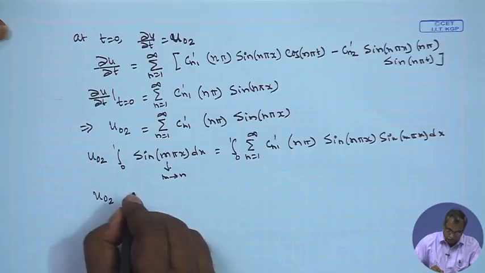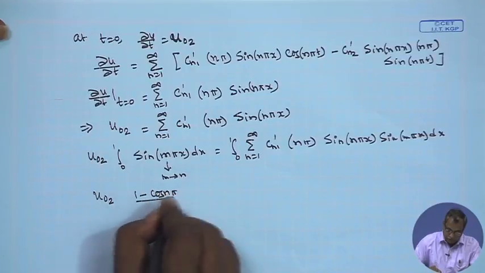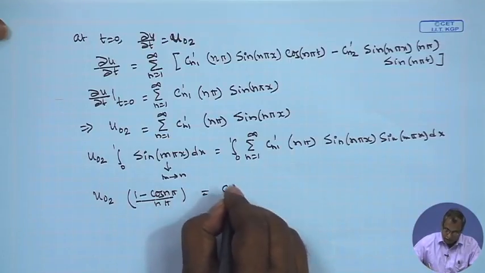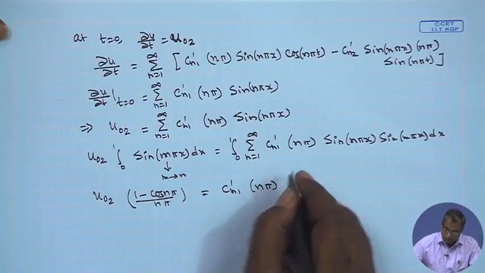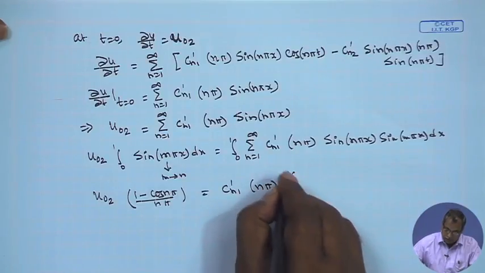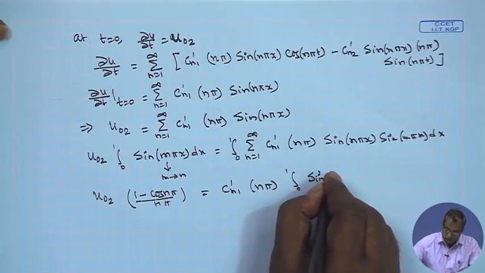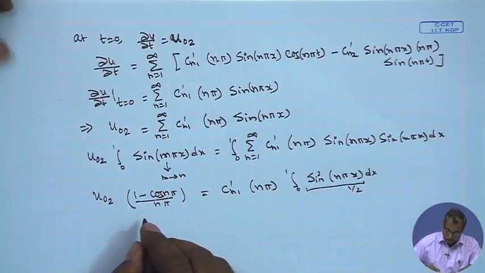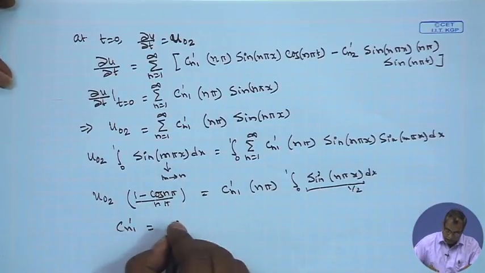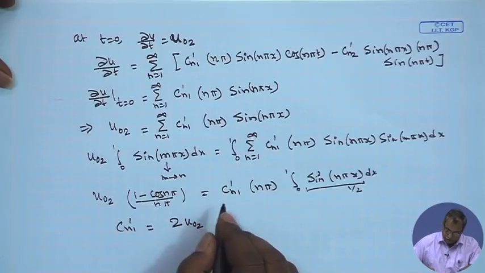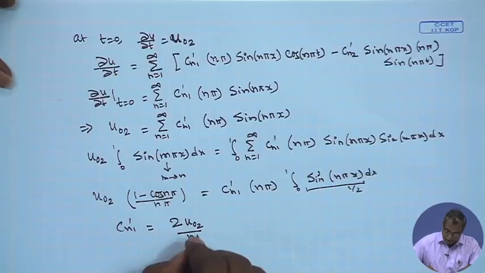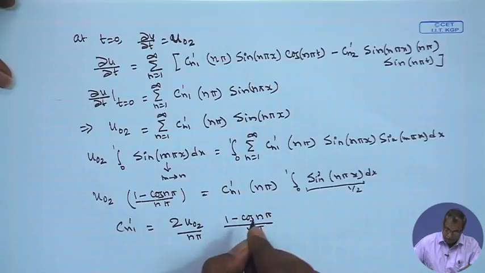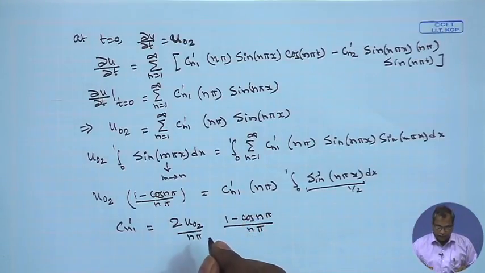So, this will be giving you 1 minus cosine n pi divided by n pi, and on the right hand side I will be getting C n 1 prime n pi integral sin square n pi x dx, that will be nothing but half. So, C n 1 prime is nothing but 2 u 0 2 by n pi into 1 minus cosine n pi divided by n pi. So, now we will be able to get the complete solution.